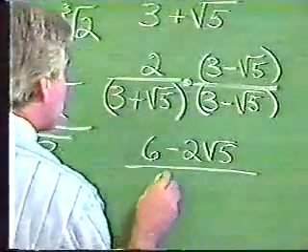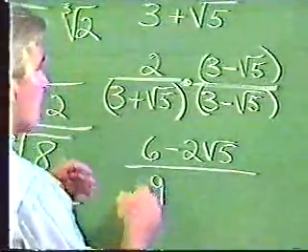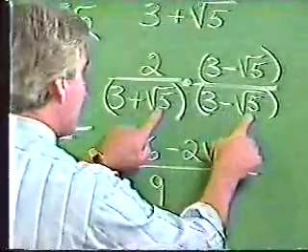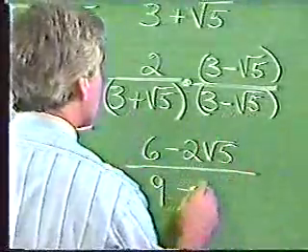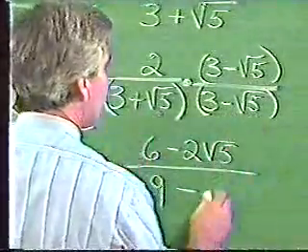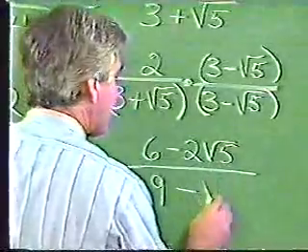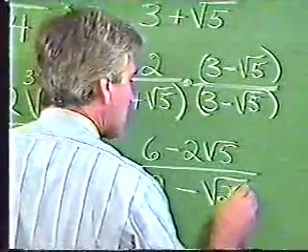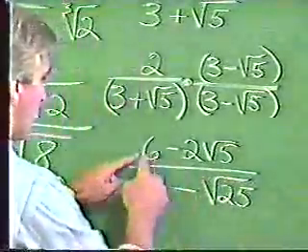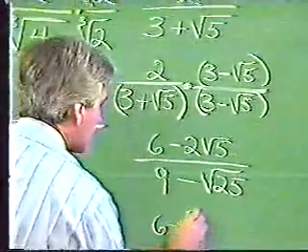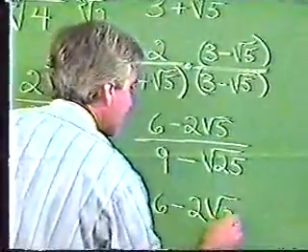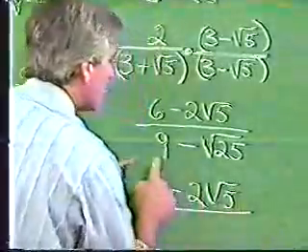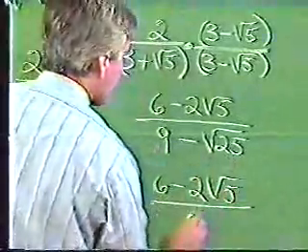3 times 3 is 9. And the middle term ends up going out. The last term, plus times minus minus, the square root of 5 times the square root of 5 is the square root of 25, which of course is 5. So in the numerator, 6 minus 2 root 5. In the denominator, 9 minus 5 is 4.